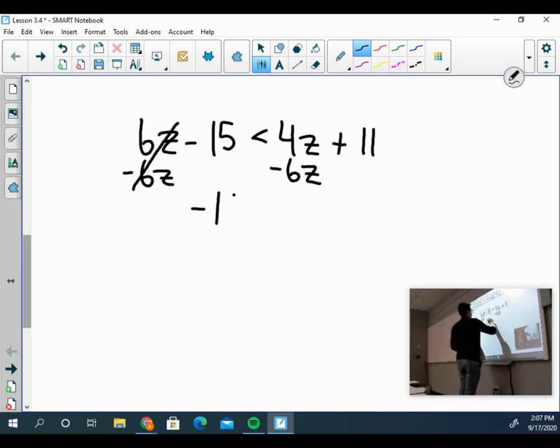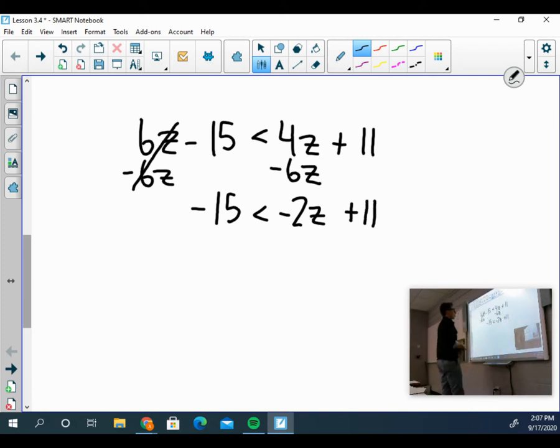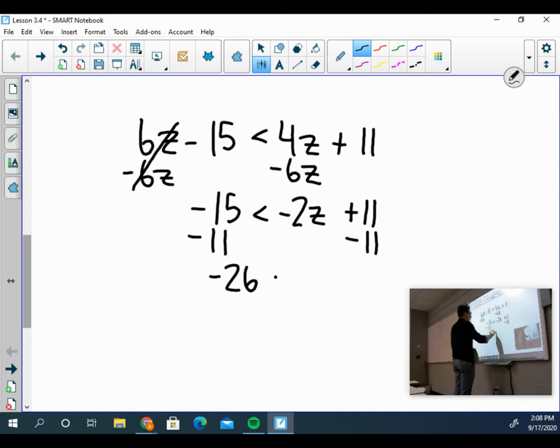That leaves me with negative 15 on the left side. 4z minus 6z leaves me with negative 2z. I still have my plus 11. Since I've chosen to have my variables on the right side, I will then move the 11 to the left side. And I end up with negative 26 is less than negative 2z as my inequality.